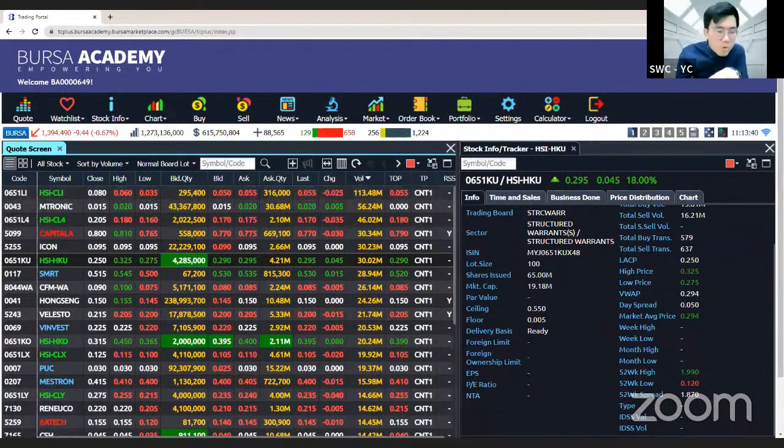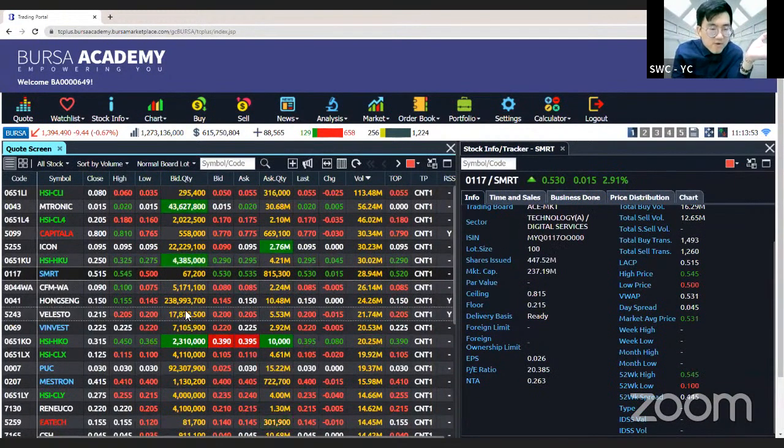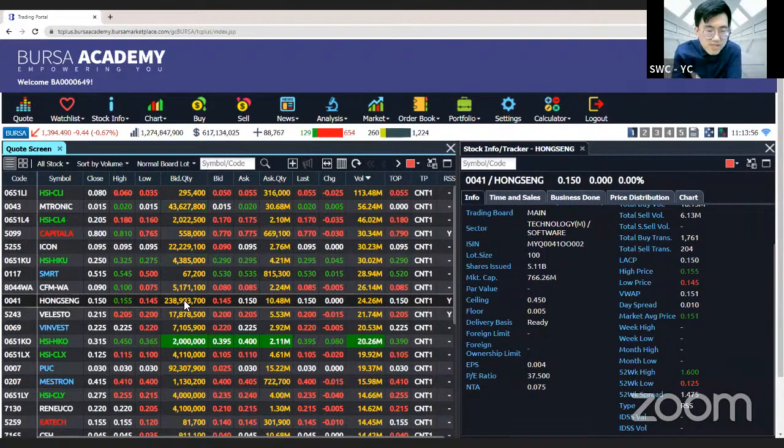Then only you go to the other counters to look into it. For this Capital A, this one is not penny stock, so you can look into it. You can go and see the chart whether it's trading good. For this SMRT, okay. But for this Hang Seng you can skip. You can see Hang Seng already in the top volume list for many days, but it's still very high risk. I cannot say too much, but anyway, it's a very, very high risk counter.